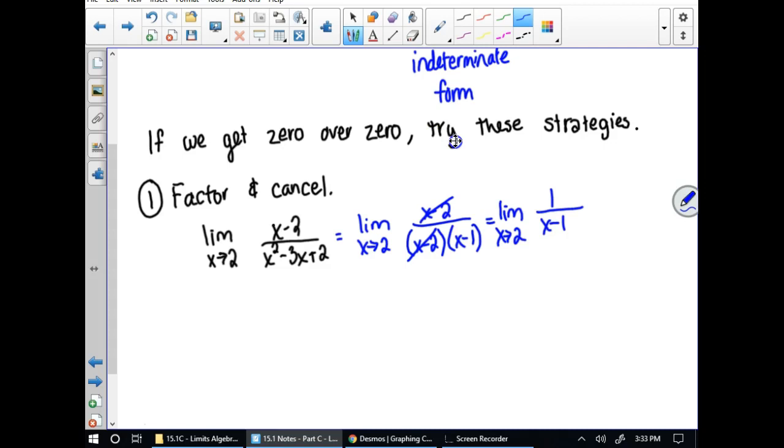Notice I've kept the limit notation all along, but now I'm getting ready to plug the number in, so I'm going to drop my limit notation. So I've got 1 over 2 minus 1, which is just 1 over 1. So I get a limit of 1 for this problem.